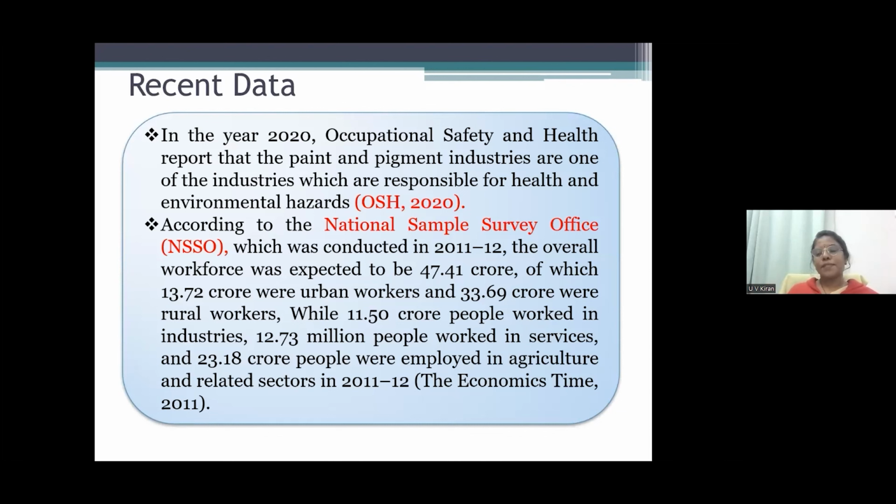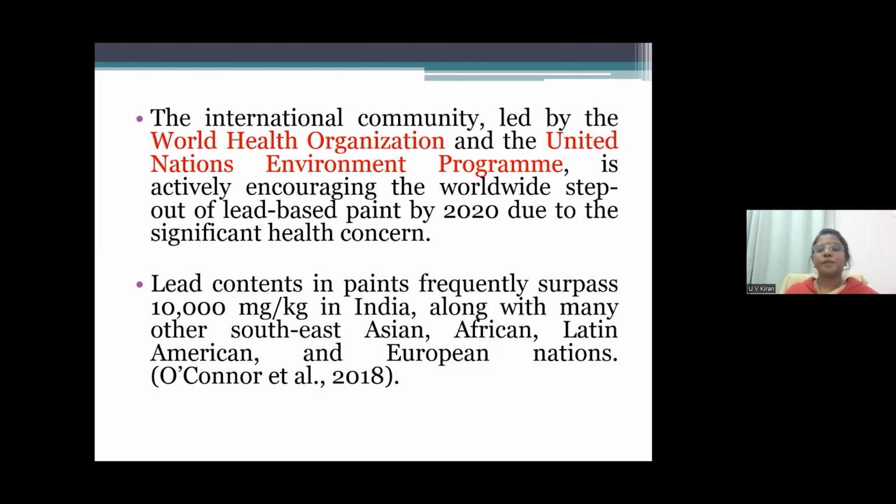And according to the National Sample Survey Office, which conducted a survey in 2011-12, the overall workforce is around 47.41 crore, whereas 11.5 crore people work in industries and 23.1 crore people work in the unorganized sectors.